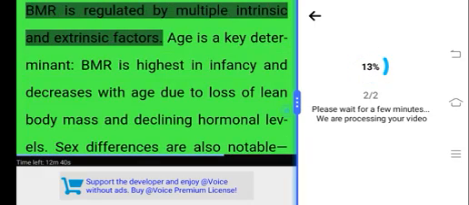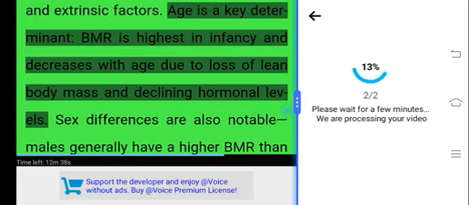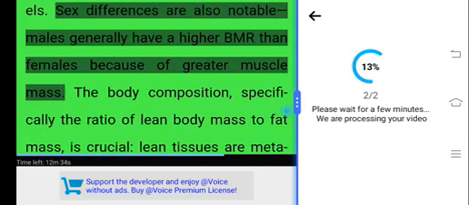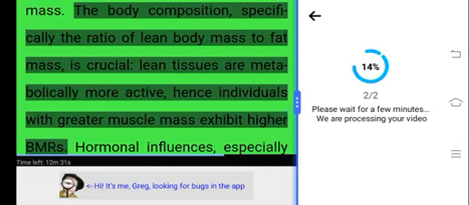BMR is regulated by multiple intrinsic and extrinsic factors. Age is a key determinant. BMR is highest in infancy and decreases with age due to loss of lean body mass and declining hormonal levels. Sex differences are also notable. Males generally have a higher BMR than females because of greater muscle mass. The body composition, specifically the ratio of lean body mass to fat mass, is crucial. Lean tissues are metabolically more active, hence individuals with greater muscle mass exhibit higher BMRs.